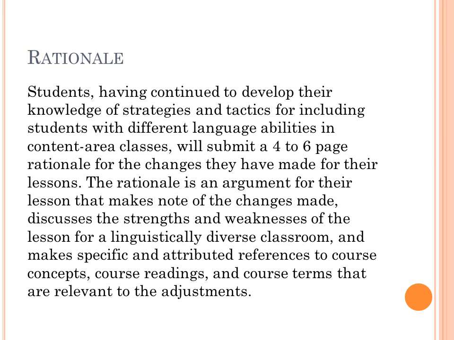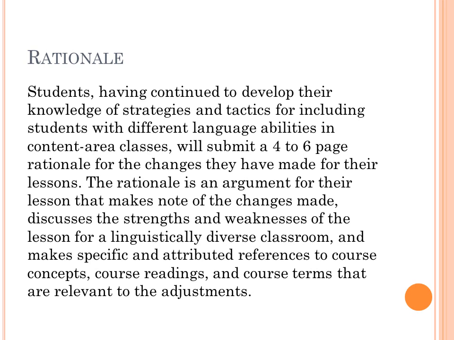In the course outline, I describe the assignment like this. Students, having continued to develop their knowledge of strategies and tactics for including students with different language abilities in content area classes, will submit a 4 to 6 page rationale for the changes they have made for their lessons. The rationale is an argument for their lesson that makes note of the changes made, discusses the strengths and weaknesses of the lesson for a linguistically diverse classroom, and makes specific and attributed references to course concepts, course readings, and course terms that are relevant to the adjustments. A revised version of their adjusted lesson plan that takes into account feedback should be submitted as an appendix.